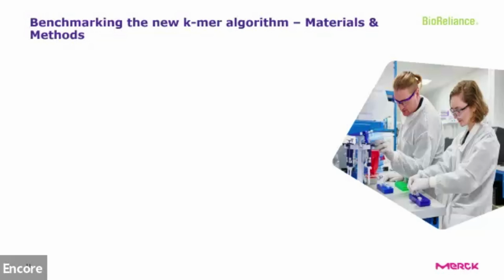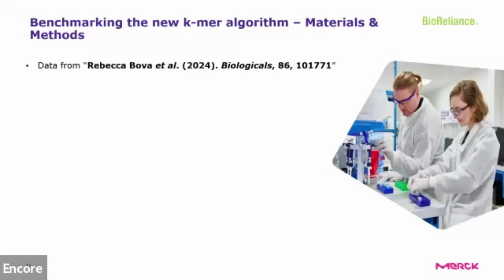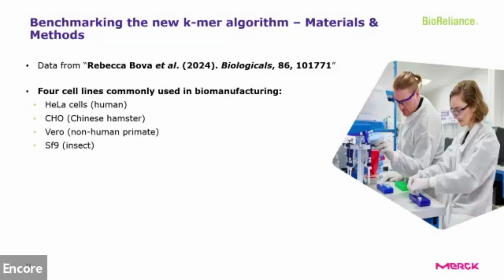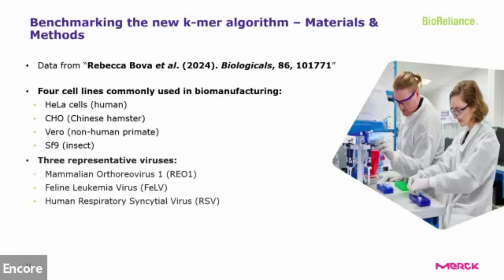So as I said, we just finished the validation of this pipeline last week. So how did we do that? We took data, which is being discussed by Brad already. Rebecca has a poster on it. Alice was talking about it yesterday. We took this data from Rebecca, that's published in Biologicals. And what they did is they used 4 cell lines that are commonly used in biomanufacturing, HeLa, CHO, Vero, and SF9. And we spiked in 3 representative RNA viruses.